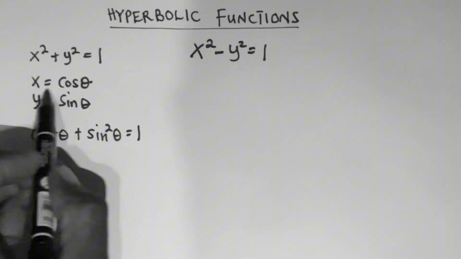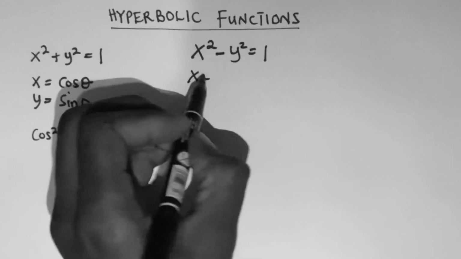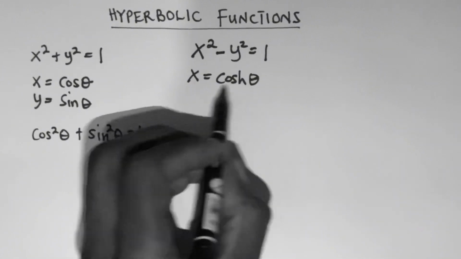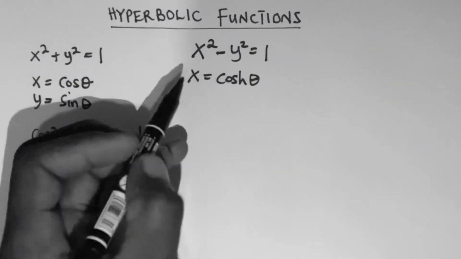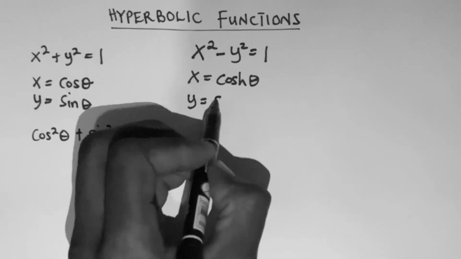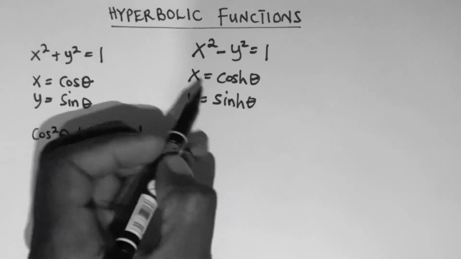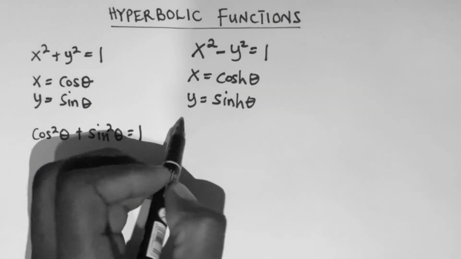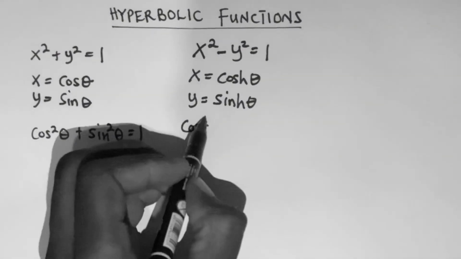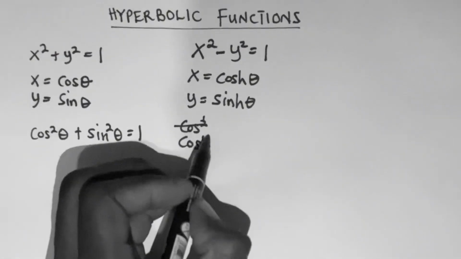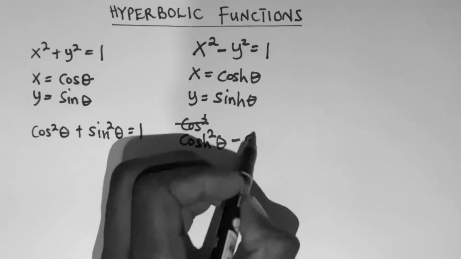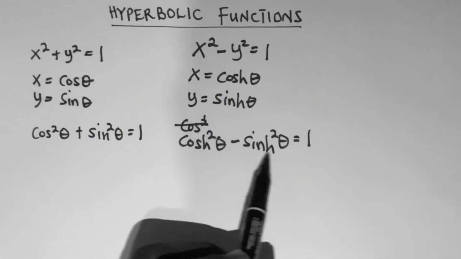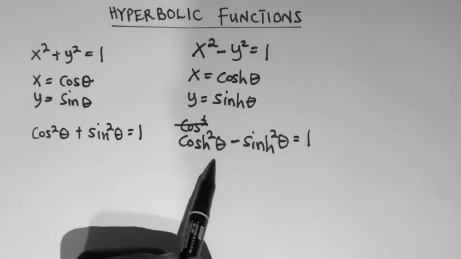Now, instead of saying cos theta, here we say x is equal to hyperbolic cos theta, known as the cosh function, and y is equal to the hyperbolic sine theta, and that is the sinh function. So now if we insert these two into the equation, it becomes cosh squared theta minus sinh squared theta equals 1. So this is the equation for the unit hyperbolic function.